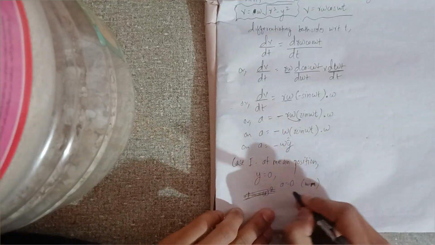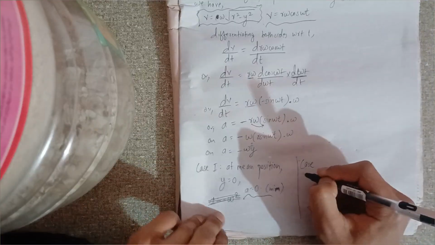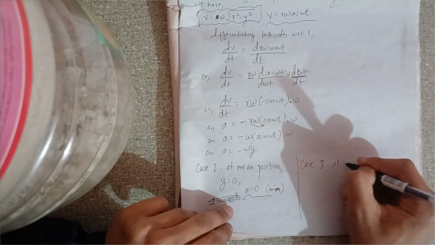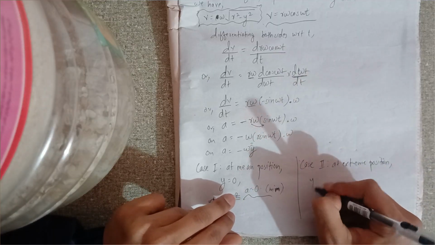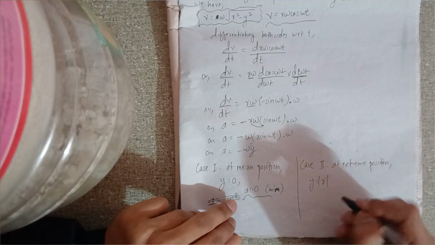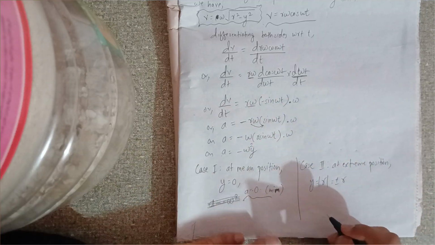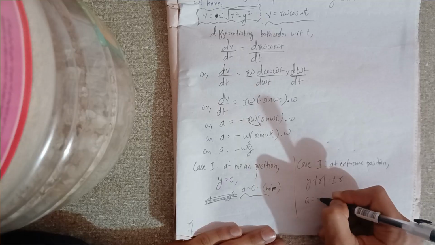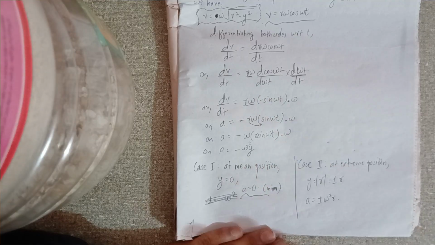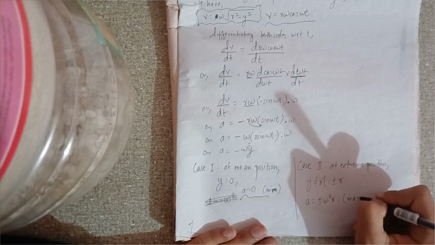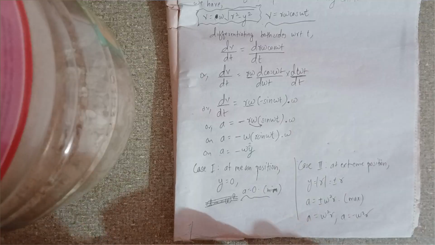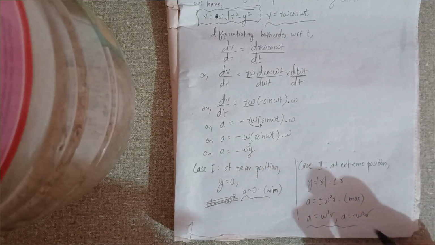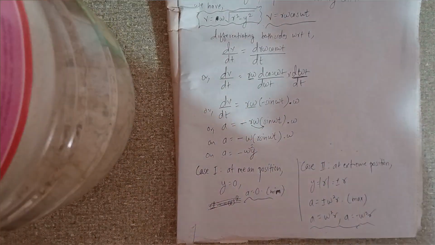We have 0 in minimum, and now case 2, at extreme position. As I said, y will be equal to r. You can just take the magnitude, or you can do plus or minus r, and this will be a equal to plus or minus omega square r. So this is the maximum value. You can just say a is equal to omega square r, or a is equal to minus omega square r, depending upon the direction, and it does not really matter about the sign. You just need to remember omega square r is the maximum acceleration of a particle executing SHM.